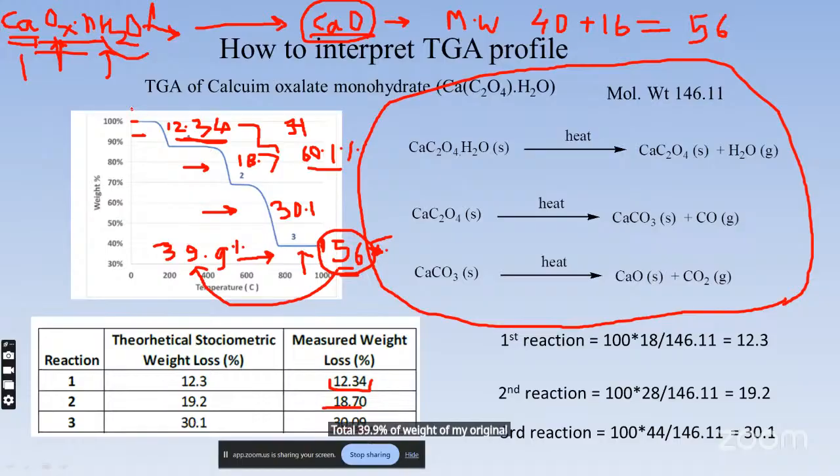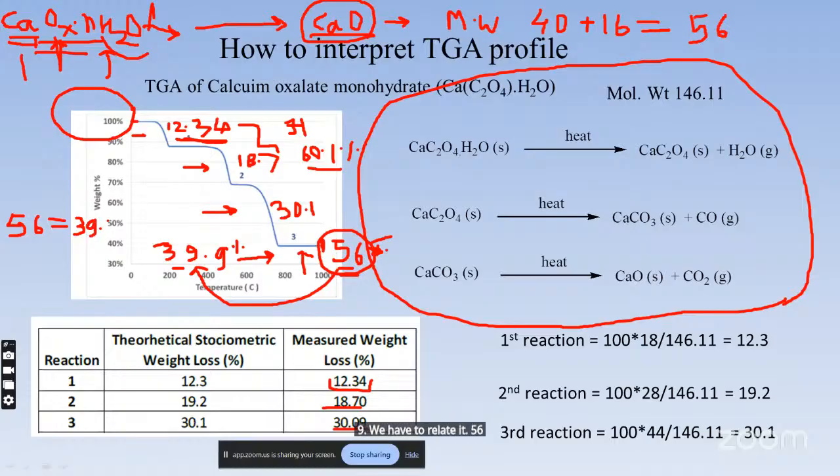So I have to find out the molecular weight of the original compound. How to do it now? If 56 is considered as 39.9, we have to relate it.